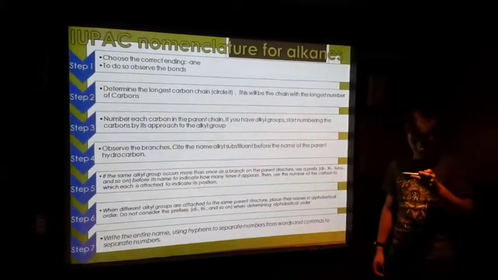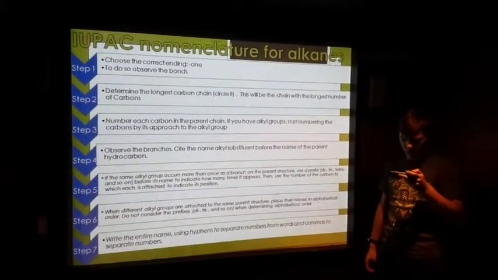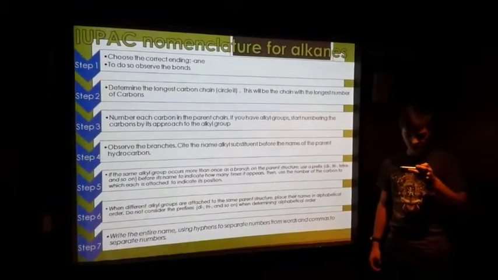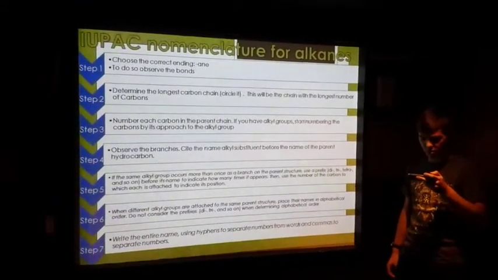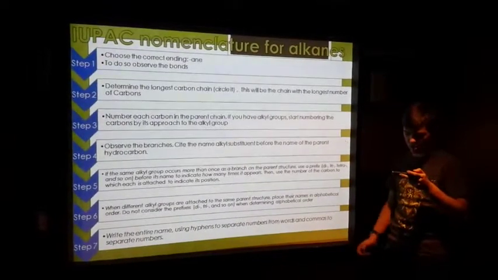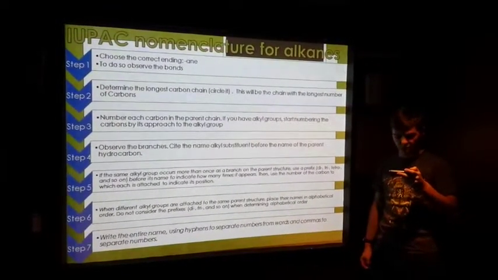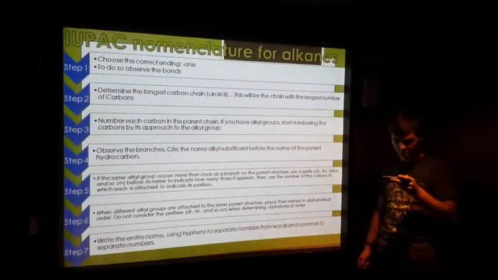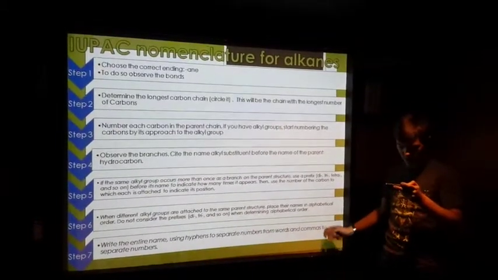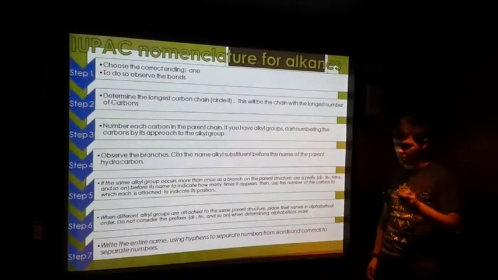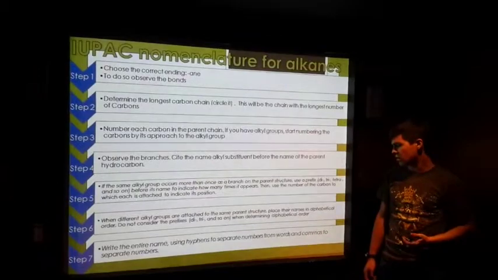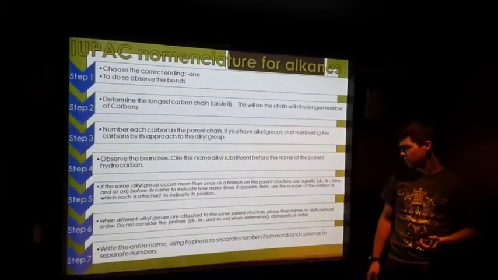Step 6, when different alkyl groups are attached to the same parent structure, place their names in alphabetical order. Do not consider prefixes di, tri, and so on when determining alphabetical order. Step number 7 is to write the entire name, using hyphens to separate numbers and words, and commas to separate numbers.